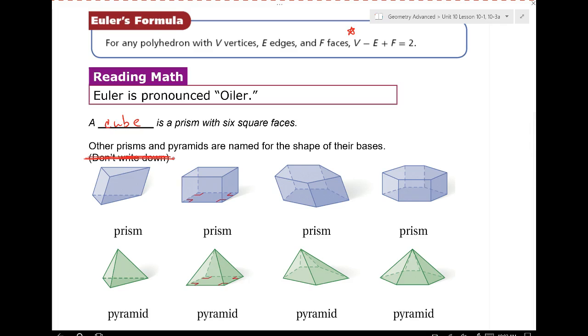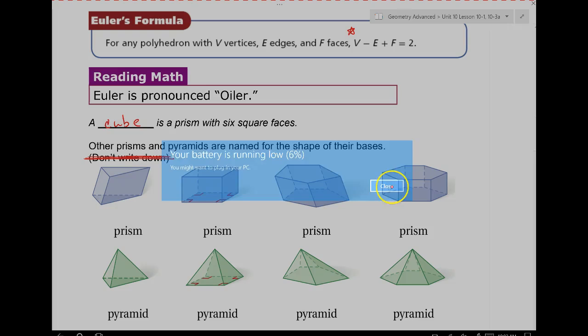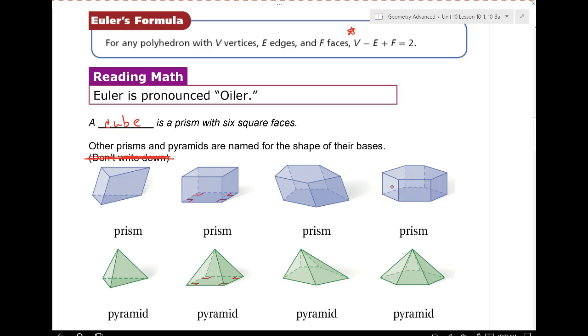It says other prisms and pyramids are named for the shape of their bases. So here's the thing. You can't just look at something and say, oh, look, that's a prism. Great. You have to be more specific. You need to tell me what type of prism they're working with. All right? So, for instance, look at this right here. Owen, look at that for me. What's the base? What shape is it? How many sides is it? Yeah, it's a hexagon. So, guess what you would call that prism?